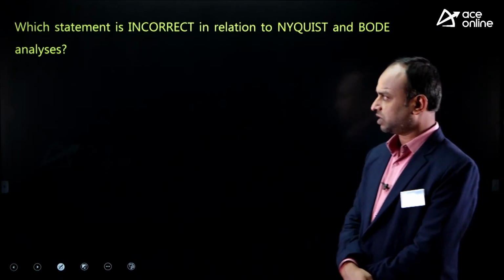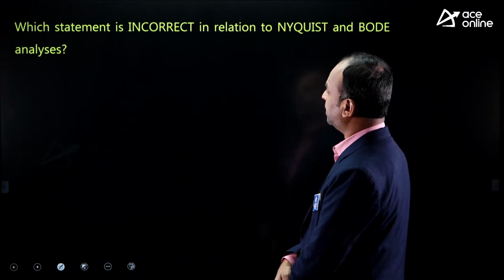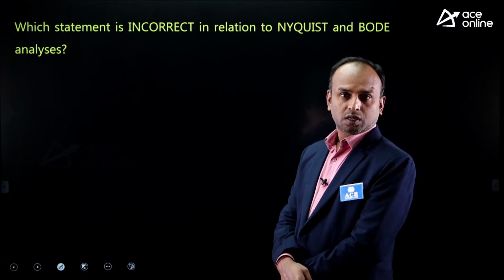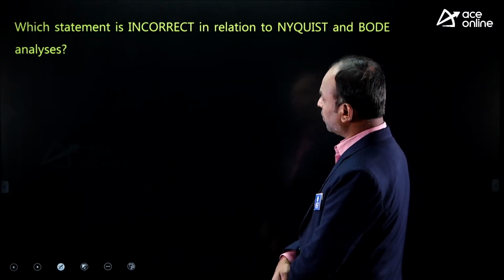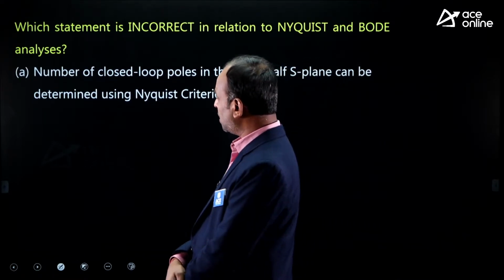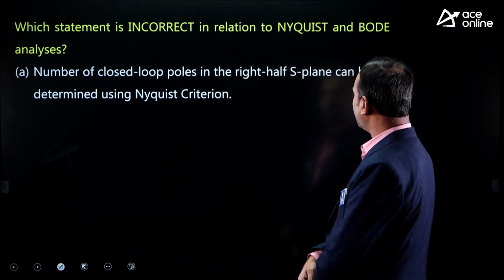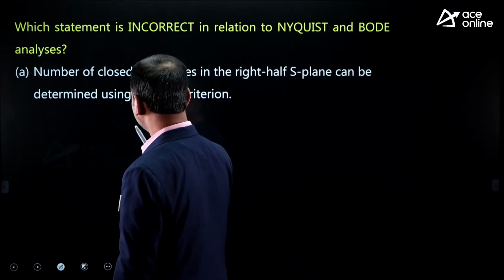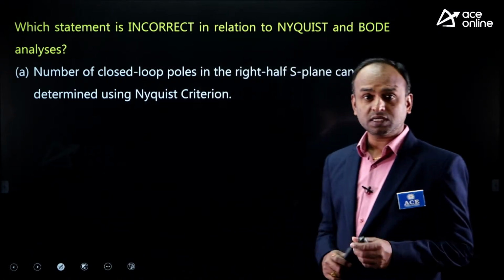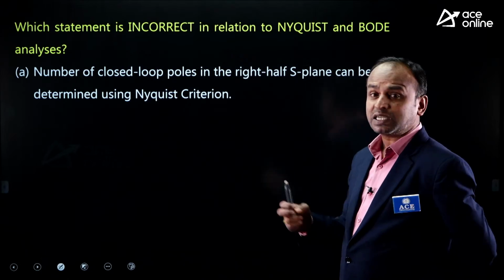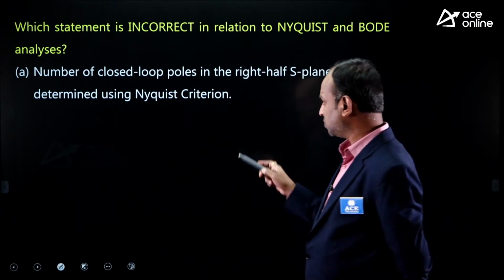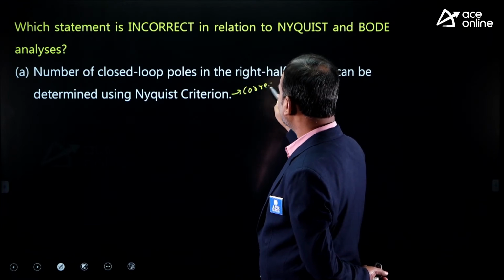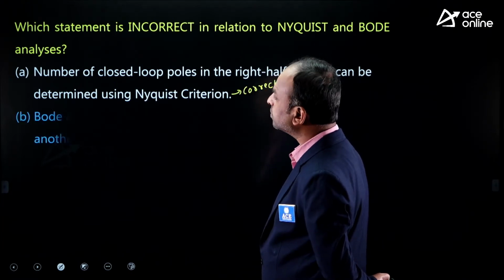Which statement is incorrect regarding the Nyquist and Bode plot? First, a common property: both are in the frequency domain. First option: the number of closed loop poles in the right half of the S plane can be determined using the Nyquist plot. This is a correct statement. Using the Nyquist plot we can find how many poles are on the right side.